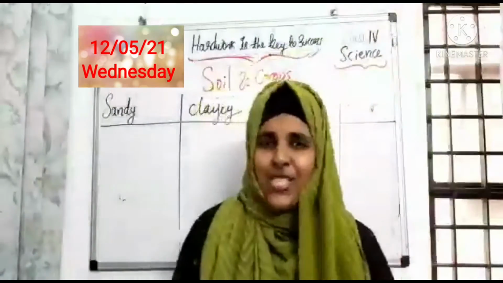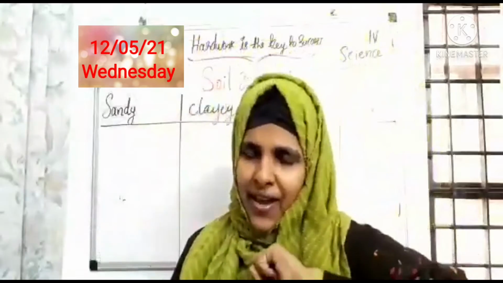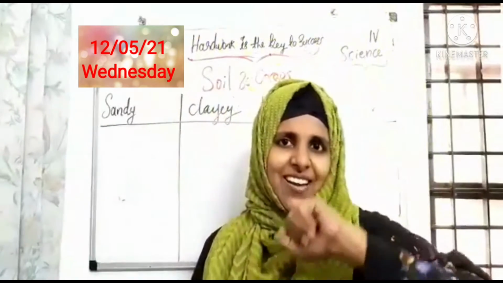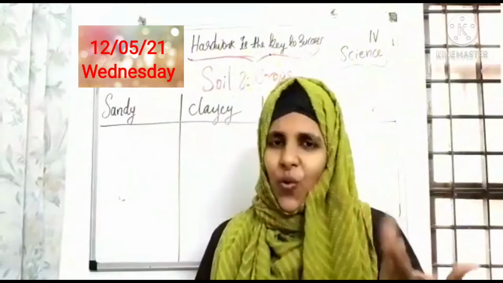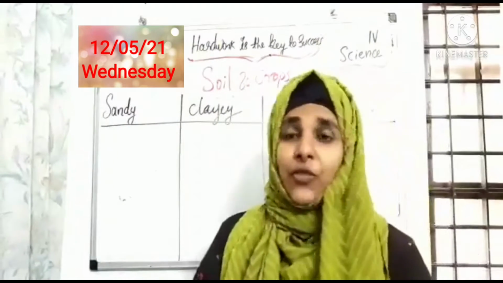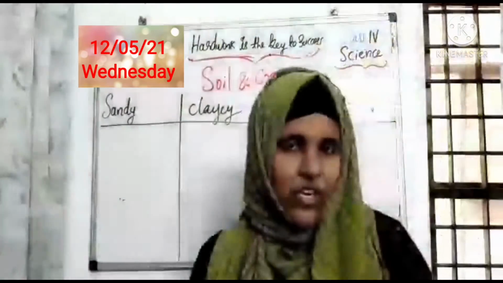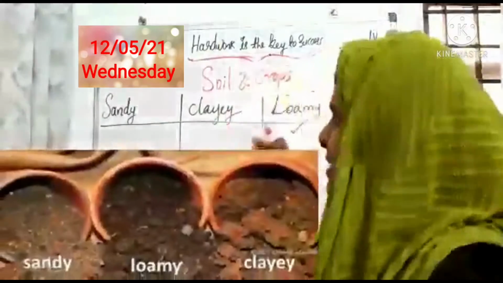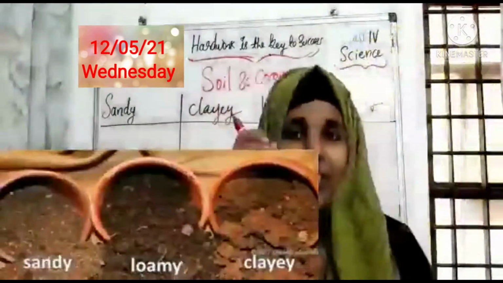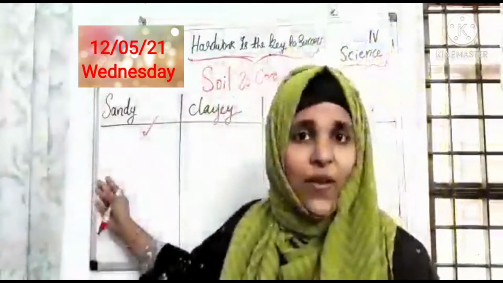Before that, I have to ask one question. Just now I showed 2 types of soils, right? What are they, children? Do you know? No. You are going to learn. So that black color soil, we call loamy soil, and the light color soil, we call sandy soil. So let's learn about sandy soil first.